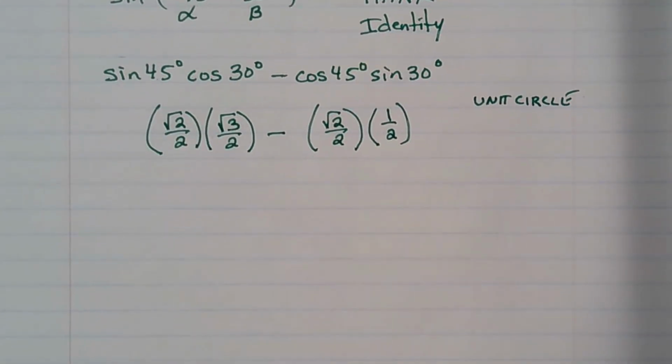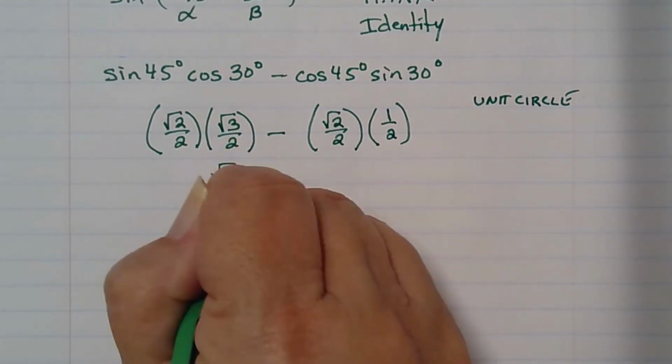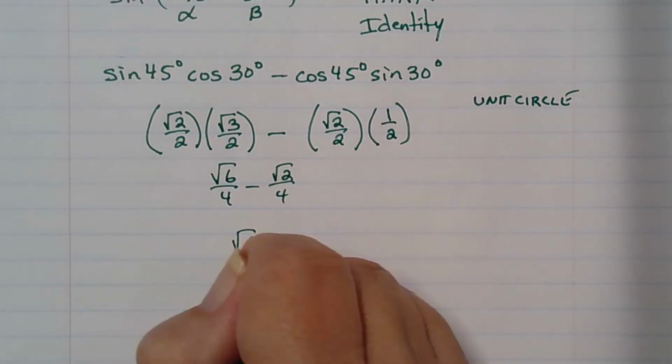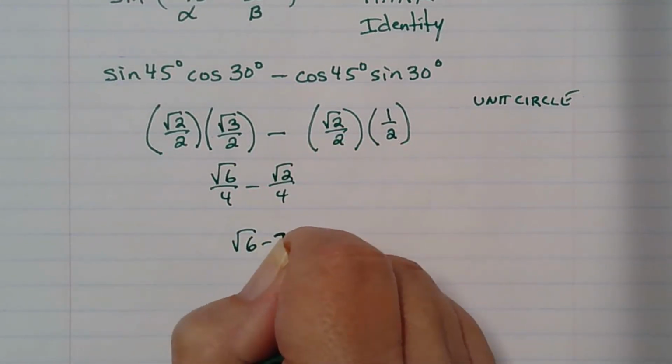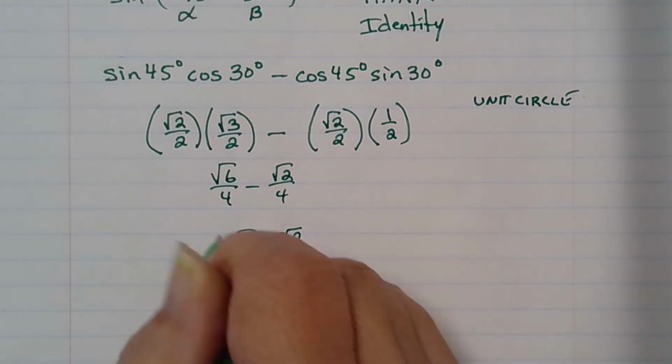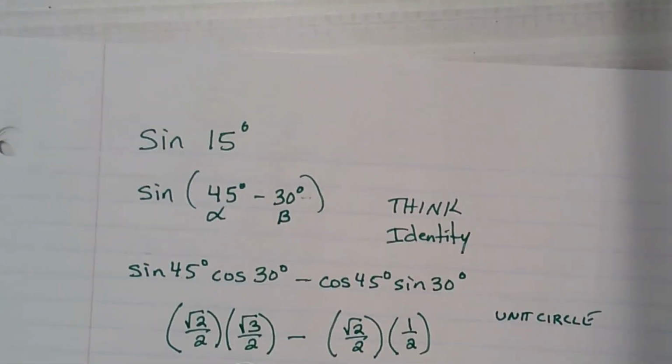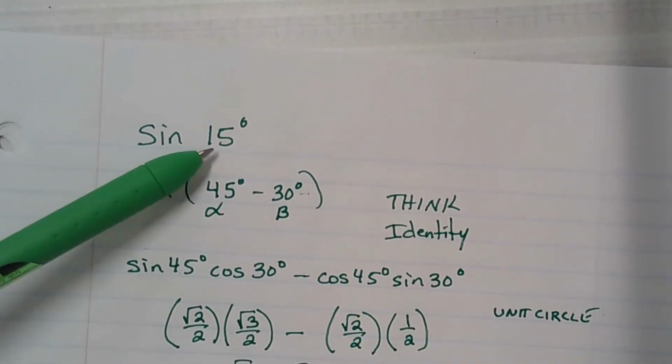Now you just do a little math. You got square root of 6 over 4 minus square root of 2 over 4. So you got the square root of 6 minus the square root of 2 all over 4. Now if you go to check that on your calculator, what mode do you have to be in? Degree mode.